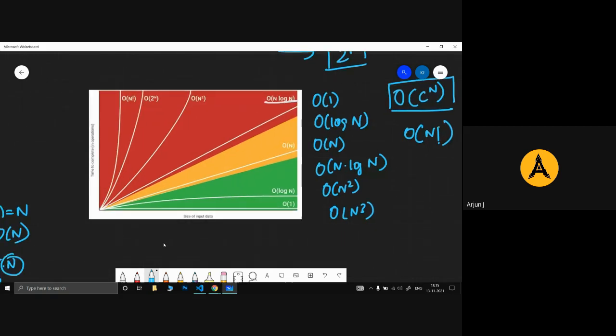It is always better to have O of 1, that is constant time. If your algorithm doesn't depend on the input size, it will obviously be the best algorithm. Otherwise, some good algorithms can have time complexities O of log n, O of n, and even n log n. But you should always try to refrain from algorithms which run in O of n square, 2 power n or O of n factorial. That is why these are marked in red, and green and yellow are given for the others.